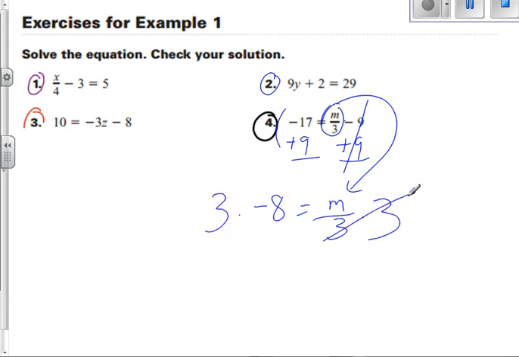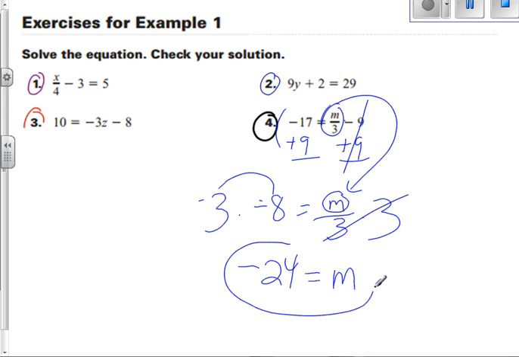The 3's will cancel. That equals 1 on the right-hand side. You're left with just m. So m is equal to, that equals 24, and a positive times a negative is a negative. So I believe my answer is negative 24.